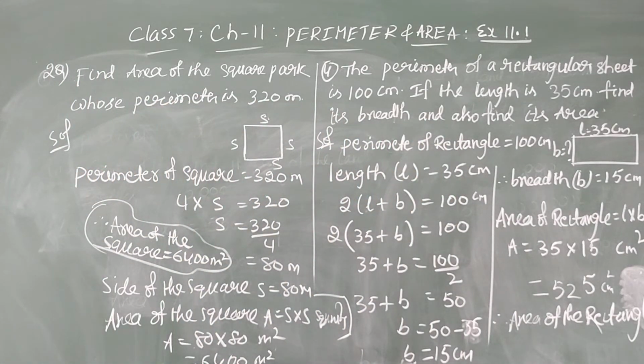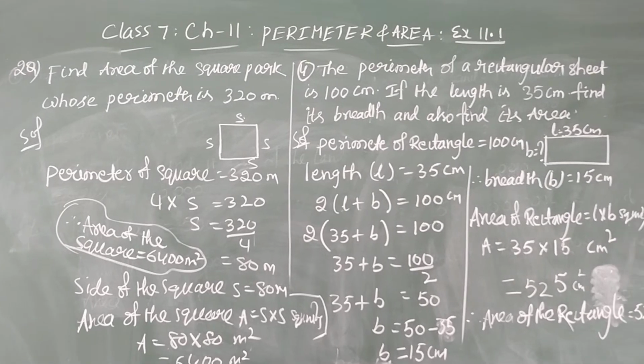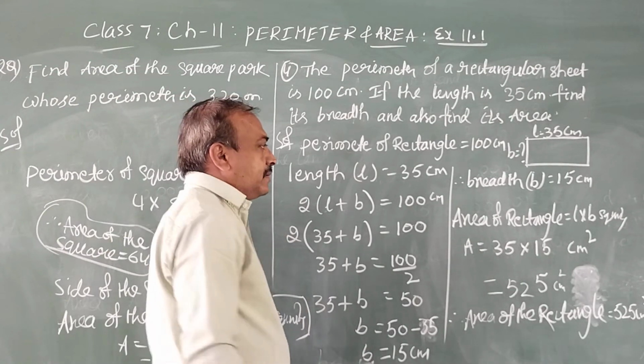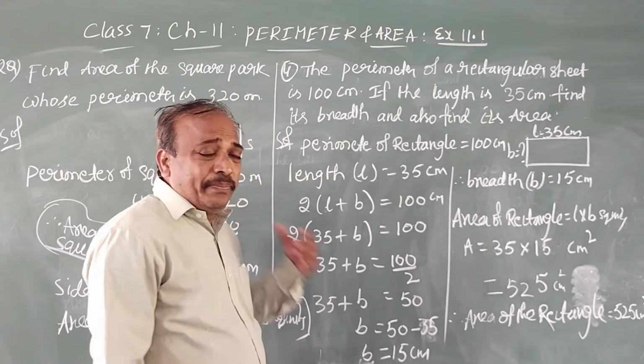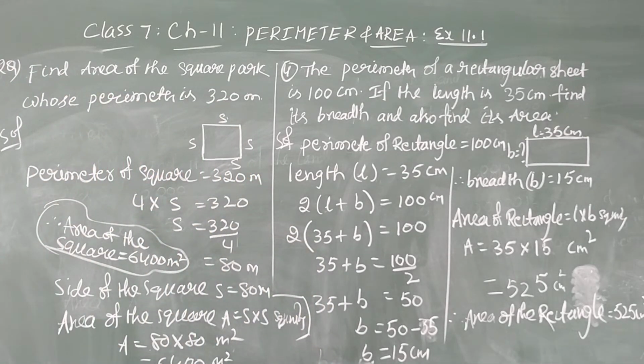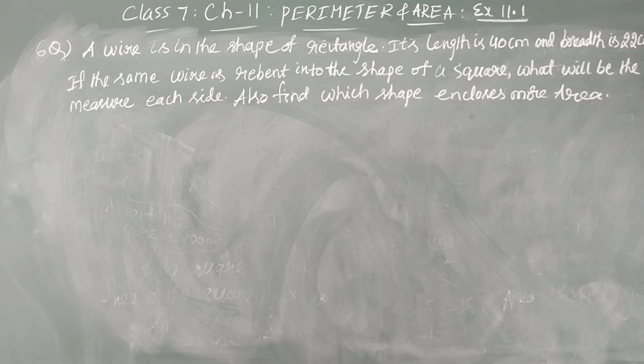Observe it. The area of the rectangle is 525 square centimeters. I hope it is clear to you. Let us see question number 6.